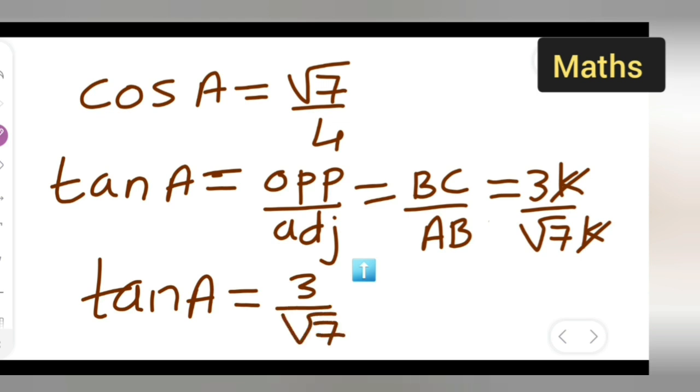Okay. So therefore we got cos A is equal to root 7 upon 4 and tan A to be 3 upon root 7. I hope you have understood how to solve this.